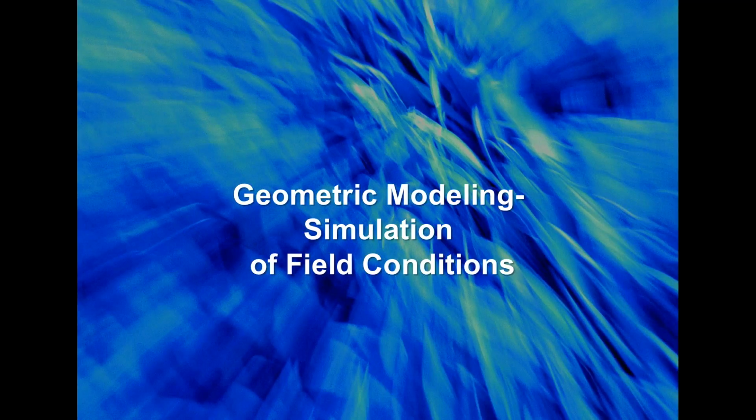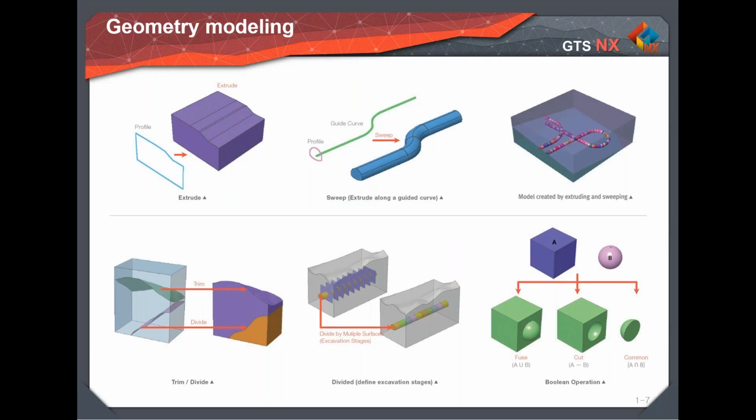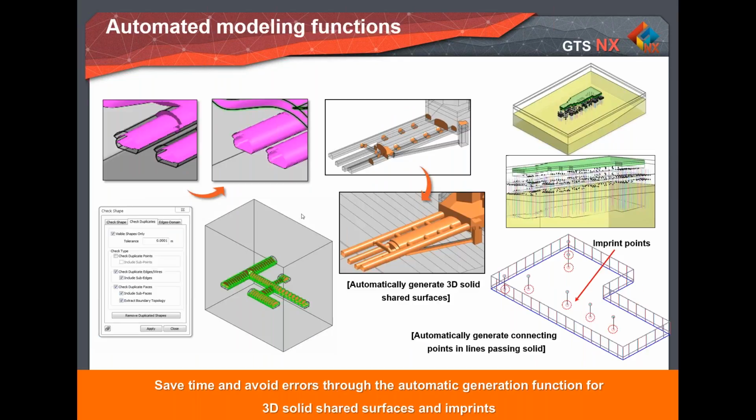So geometric modeling, the simulation of field conditions. GTS NX has a very strong geometric modeling input and is very easy to deal with complex problems. You have all the basic commands which are used in day-to-day AutoCAD like extrude, sweep, trim, divide, Boolean operations, which can be easily used to create any sort of complex geometry. Today I'll be showing you how exactly it can help you create complex geometries and how we have incorporated various advanced and automated commands.